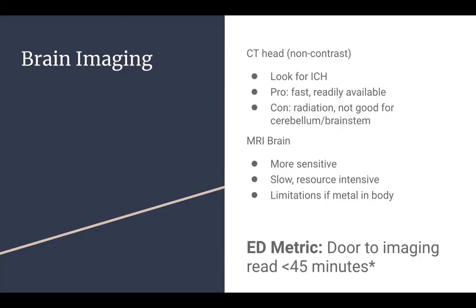So let's talk about testing. For patients that you are concerned have acute vestibular syndrome and you are worried about a posterior circulation stroke or TIA, you want to do imaging of the brain. This can be with a non-contrast CT head or an MRI brain. Some of the pros for the CT head is it's very fast and readily available. It will identify an intracranial hemorrhage fast.